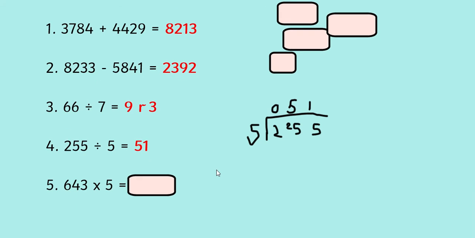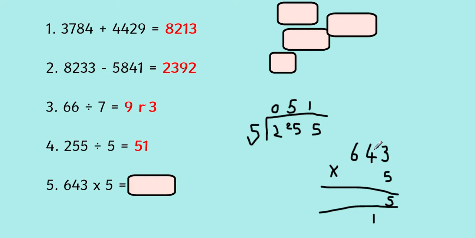And then our last question, 643 times by 5. So let's do a column or short multiplication. Call it either of those things. 643 times by 5. Let's start with the ones. 3 times 5, I know is 15, so I'm going to put my 1 down here in the tens column and my 5 in the answer box.